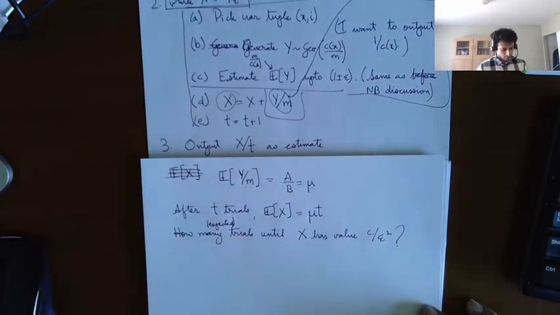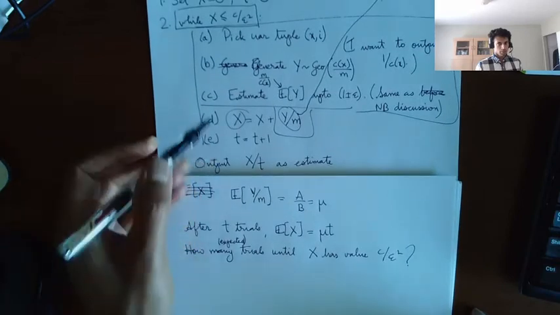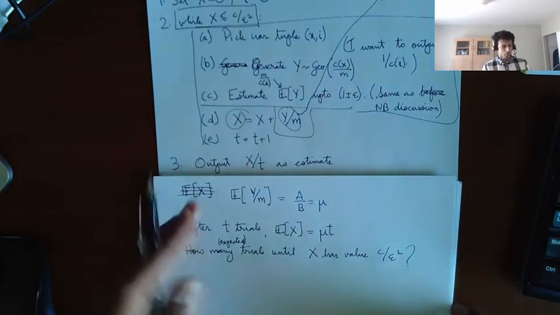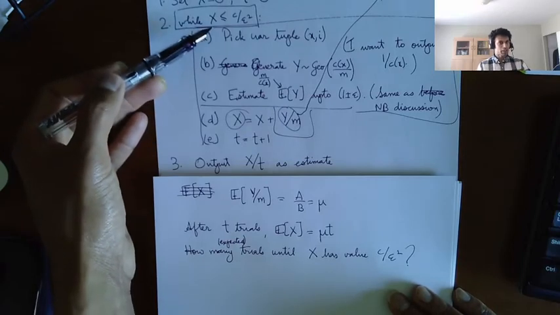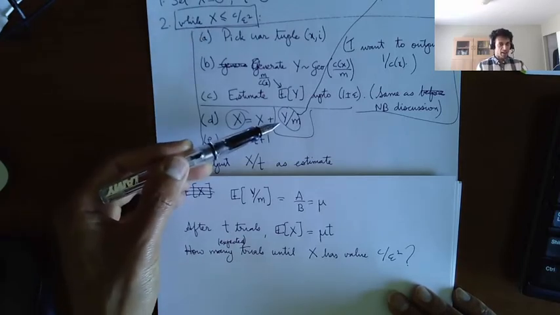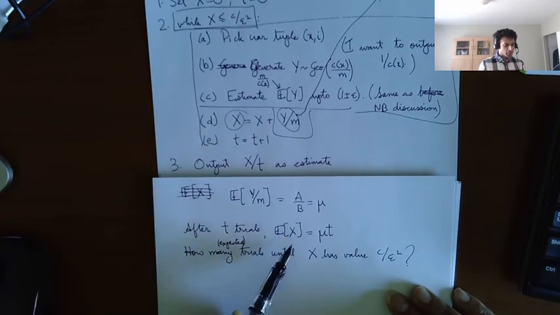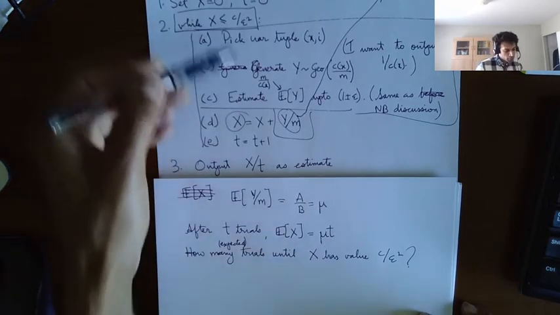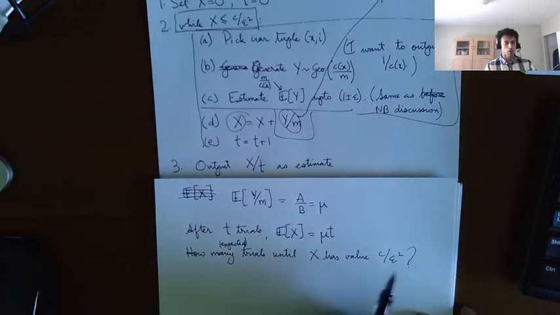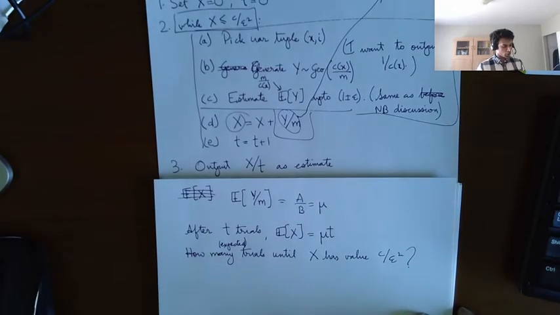This is again looking like a geometric random variable, right? Because the x, it's not purely geometric. It's like a mixture of geometric random variables, but every time you're going to add something to x. The expected quantity you add is mu. So how many times do you need to run this loop until x is going to be c over epsilon squared? What is the expected number of trials?